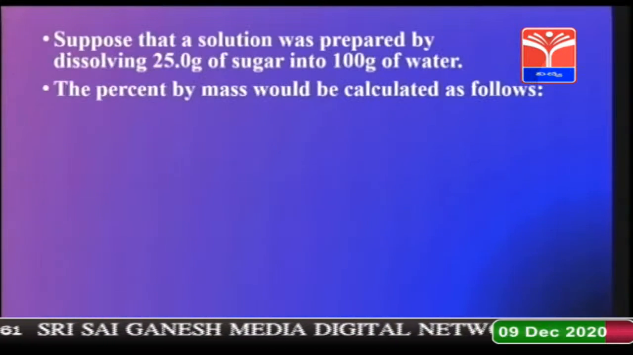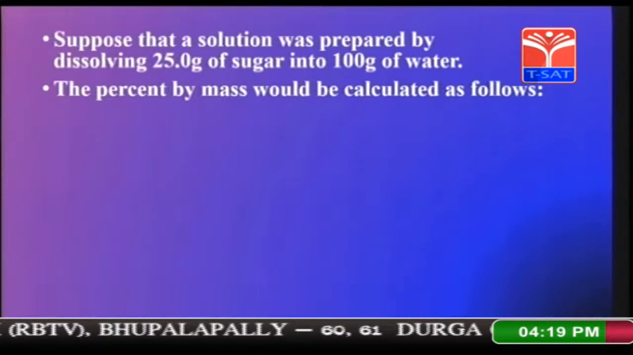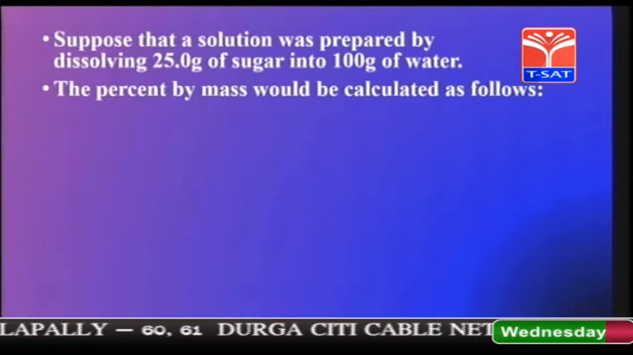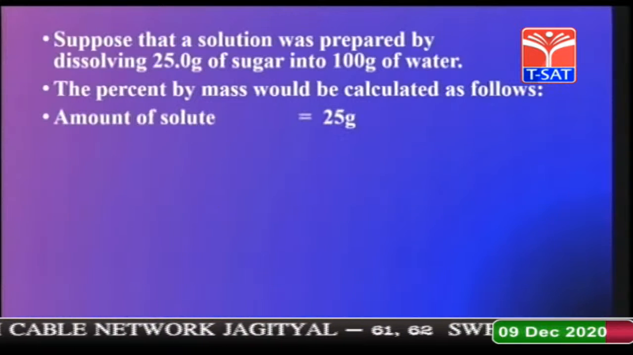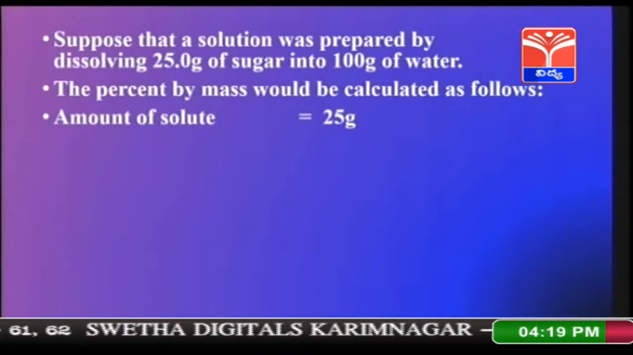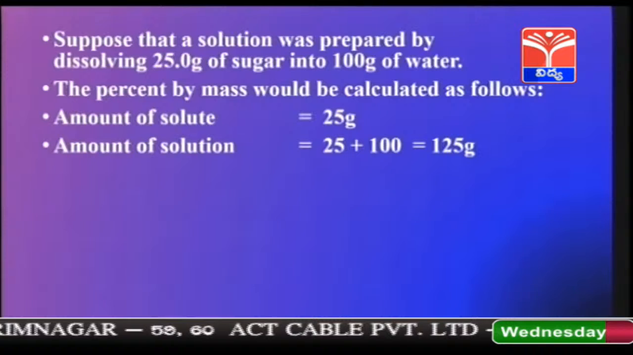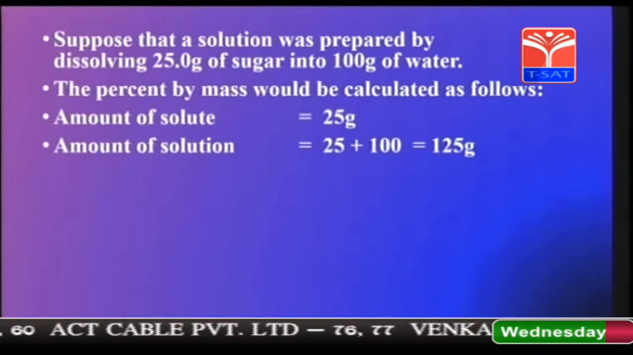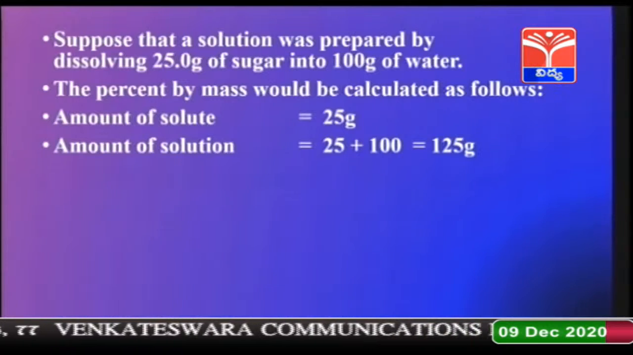Let us do one example, children. If you make a sugar solution by adding 25 grams of sugar in 100 grams of water, how will you find the percent by mass with the help of the formula? Now, how much is the amount of solute present in the solution? We have taken 25 grams of sugar and 100 grams of solvent. So what is the total amount of solution? 25 plus 100, that is 125 grams.